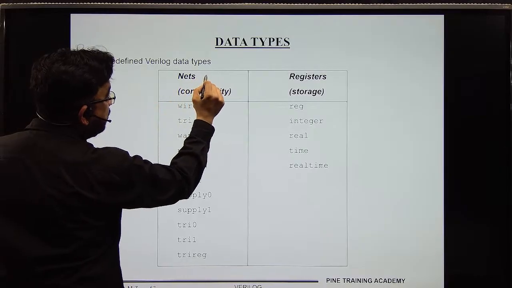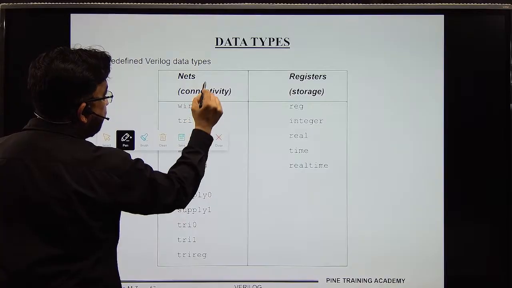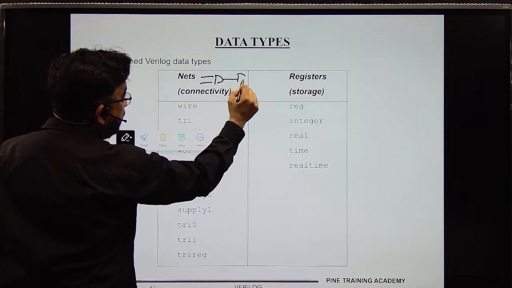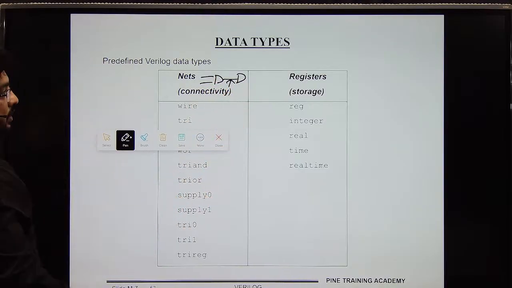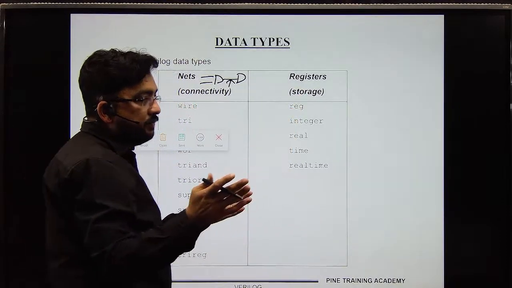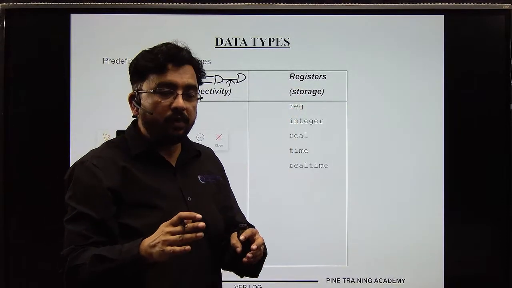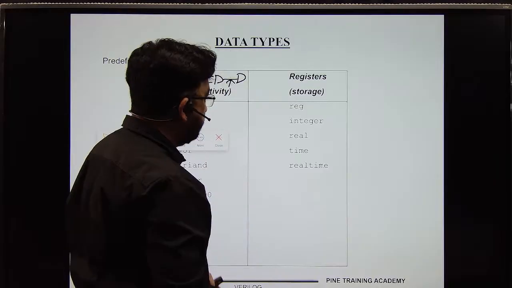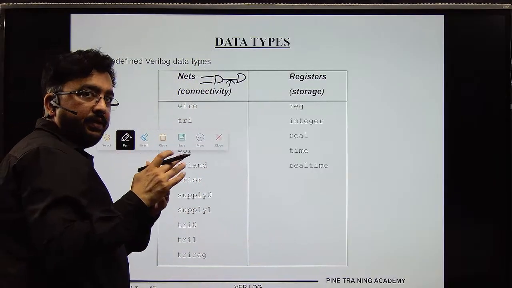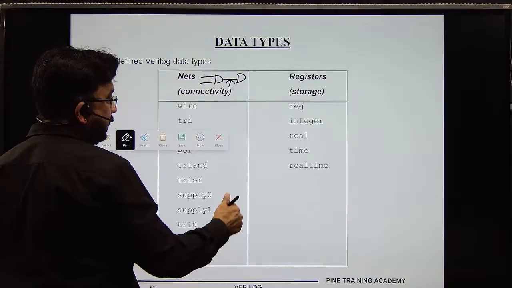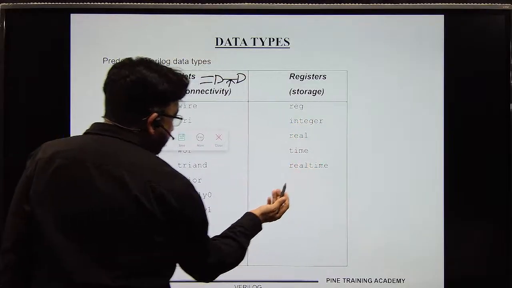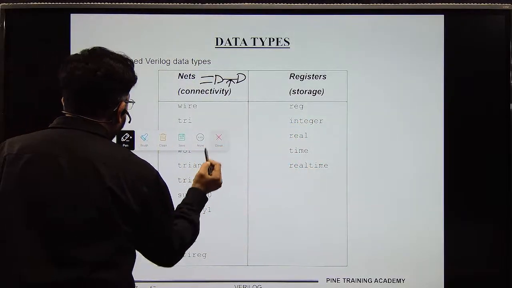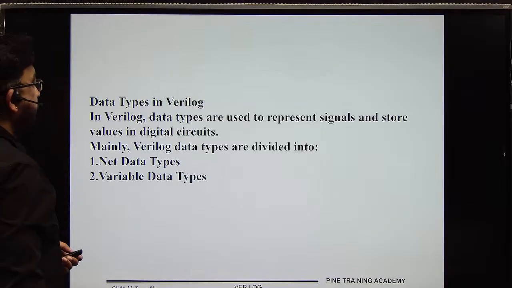Net means something which is between two hardware blocks. And storage is something which we have to store and use for some other purpose. So for that we have a different set of data types, called reg, integer, real, time, and so on.